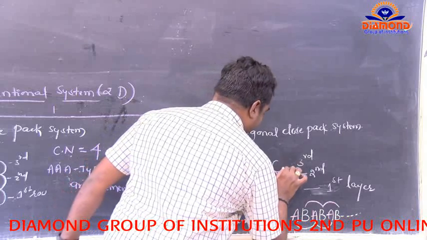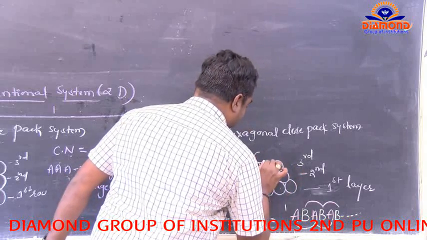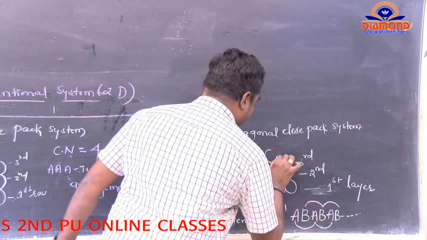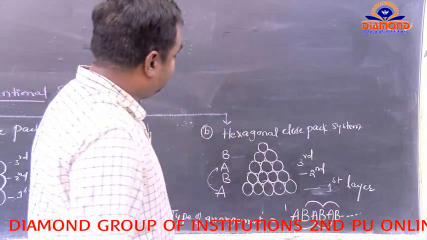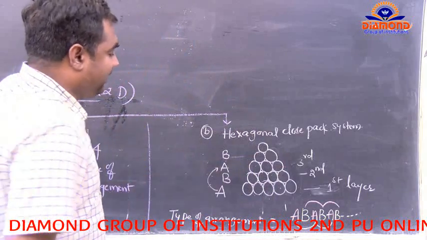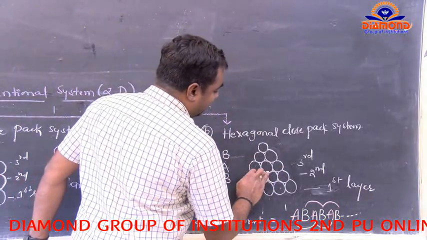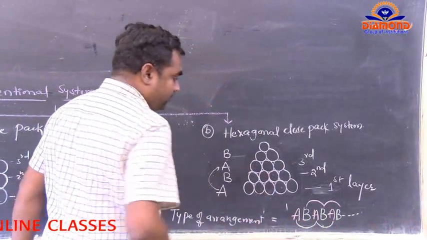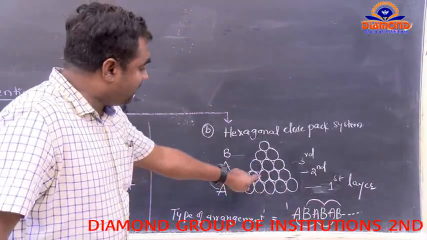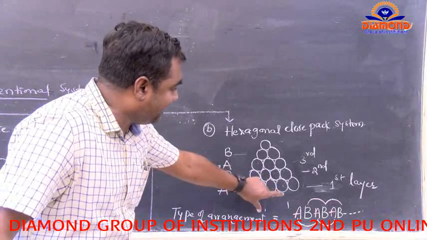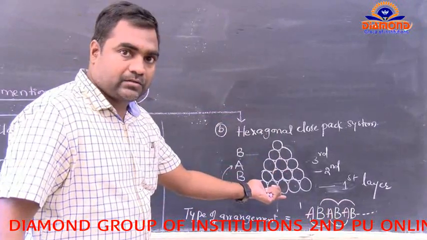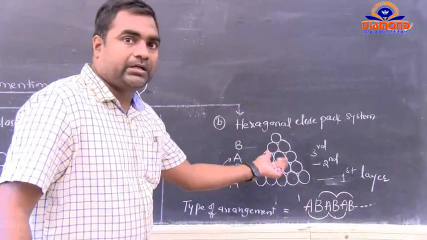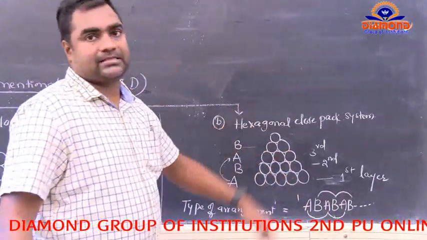This type of arrangement is known as the hexagonal close pack. If you observe, this type of arrangement is seen in a sweet shop, simply the arrangement of the laddus. The laddus are arranged in this manner only. The arrangement of fruits, apples and oranges, follows the same lines.